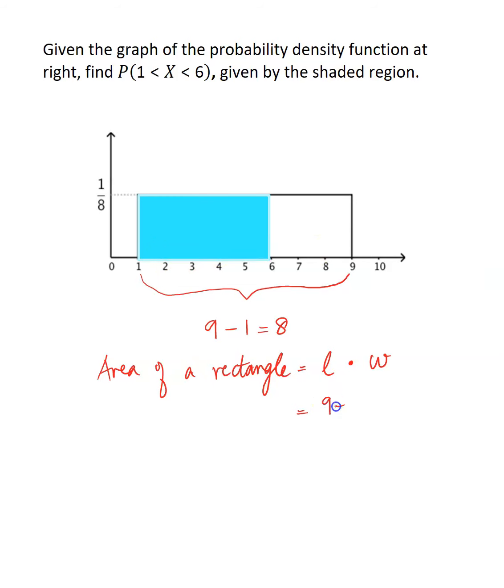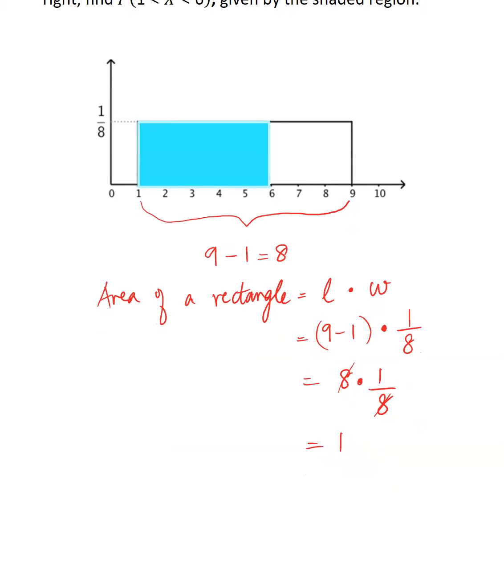And the height is given to be 1 over 8, which means 8 times 1 over 8. So the 8's cancel off, leaving us with 1. If the area of the rectangle in this setup comes out to be 1, this means this is the total probability.